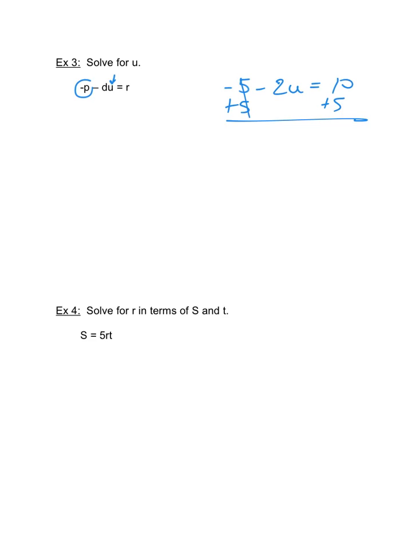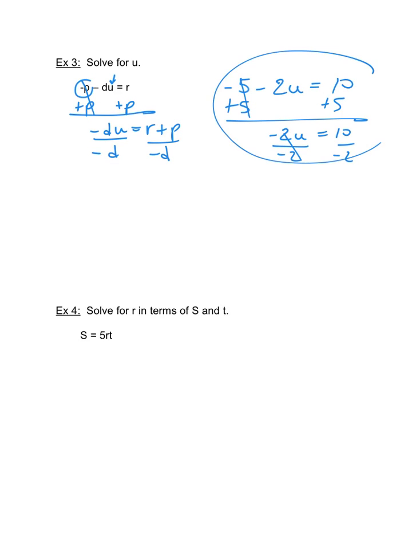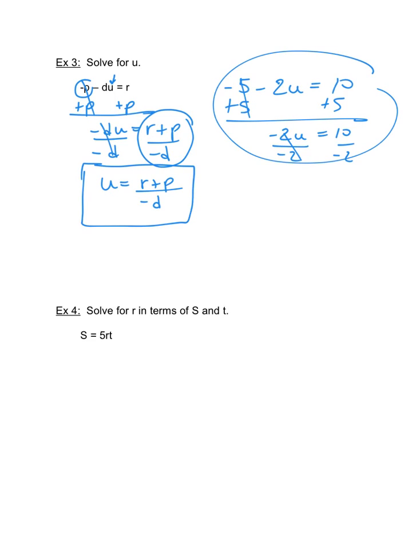Then I would divide. So here I add p. First comes addition or subtraction, and then comes division at the end. I now have negative du equals, and I copy this problem, r plus p. It's like over here I would have negative 2u equals 10. Now I would divide by negative 2. So over here I would divide by negative d. It's the same problem as what you see here, only here we have numbers and here we have variables. U equals, and I just copy this division problem, r plus p over negative d. And I'm done because u has been isolated, and that was my goal.